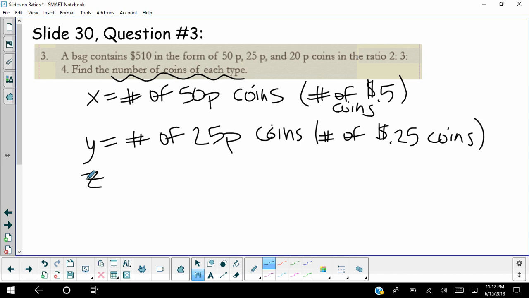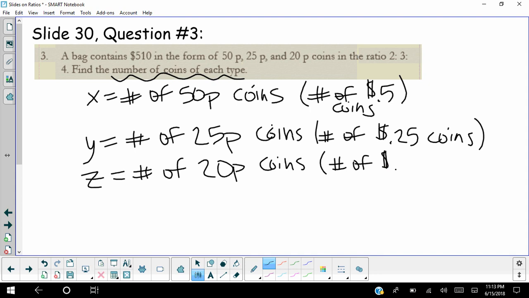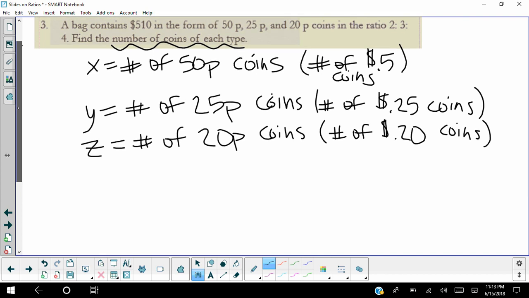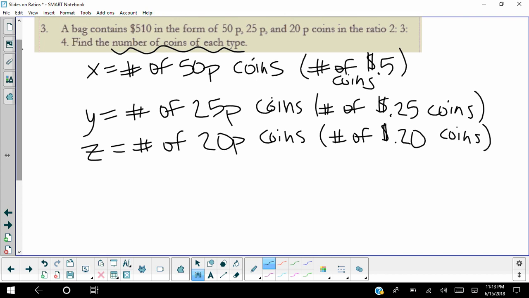And then Z is going to be the number of 20p coins. Again, that's the number of 20-cent coins. I apologize for my terrible handwriting here. A stylus doesn't work on this touch screen, so I'm just writing with my finger, but it's not the best.